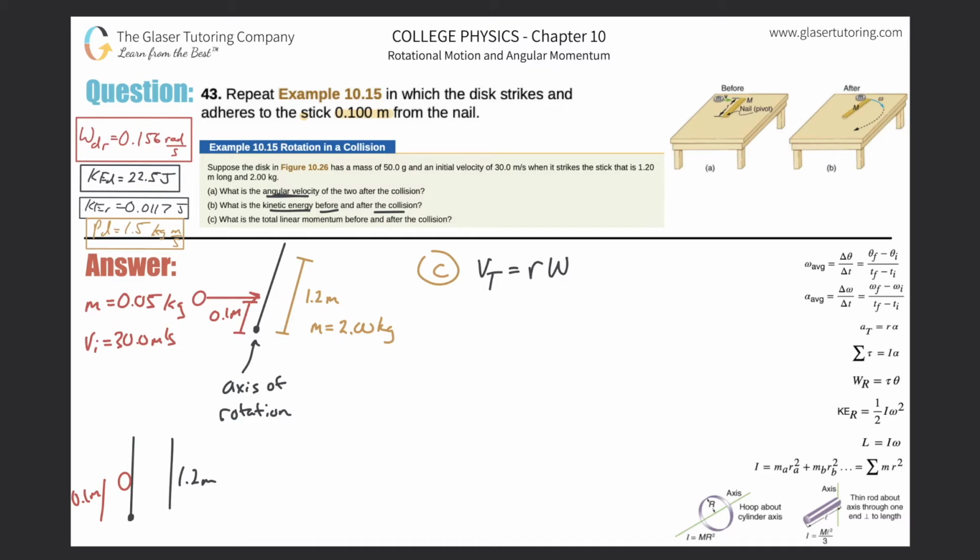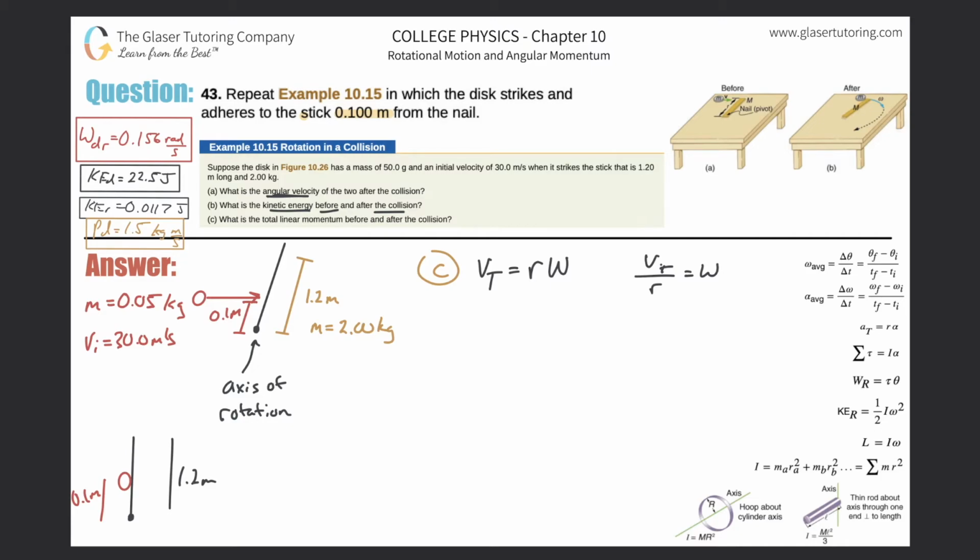Essentially, I can rewrite this as VT over R is equal to omega. What this says is that if the angular velocity is constant, then as the radius goes up, the velocity also goes up. And that's what we expect. As you move further away from the axis of rotation, the velocity at which you would be traveling increases. If you think about the Earth, you're rotating fastest around the equator and slowest at the North Pole, etc.